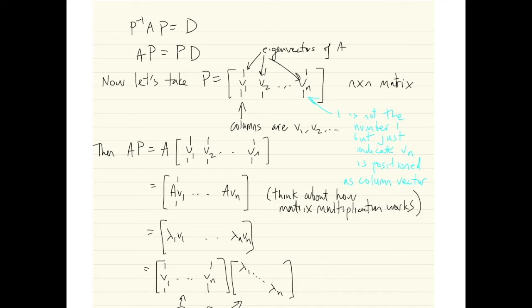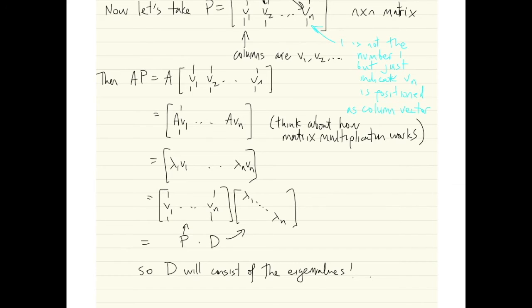And then because the Vi's are eigenvectors, that means A times V1 is lambda 1 times V1, and A times Vn is lambda n times Vn, and so on. And then, if you think about how the matrix multiplication works again, this matrix here turns out to equal this column vector V1 and this column vector Vn put together as a matrix, and then put a diagonal matrix with lambda 1, lambda 2, up to lambda n along the diagonal.